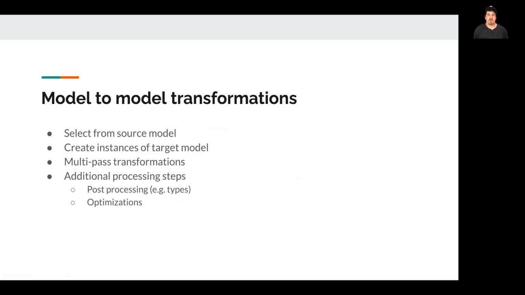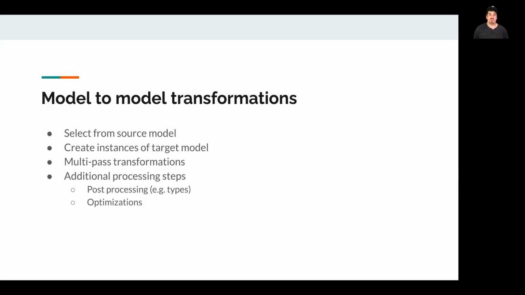The next step is model-to-model transformations. As I mentioned before, this makes up at least half of the core logic of the model compiler. These transformations are responsible for selecting into the source model and creating instances of the target model. Sometimes multi-pass transformations are necessary. For example, Ciera generates classes on the first pass of the model compilation, and then after the first pass creates relationships for each of these classes. It does this to assure that all classes have been created before relationships are created and linked up.